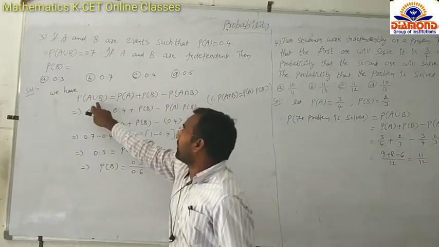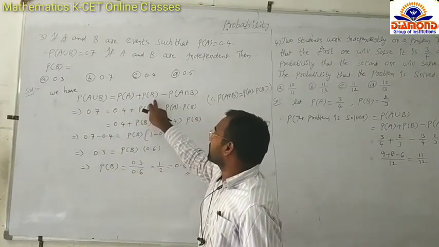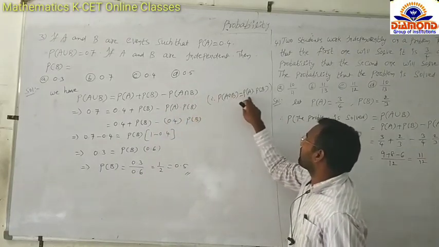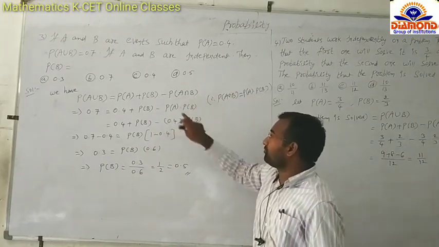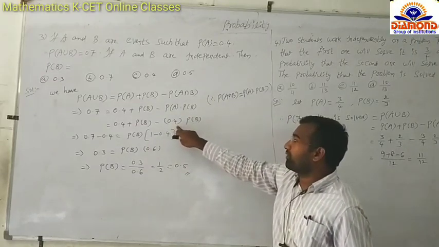So P of A union B value 0.7 equals P of A, 0.4, plus P of B minus P of A intersection B, which is nothing but P of A into P of B. So in the next step, substitute P of A value, 0.4.